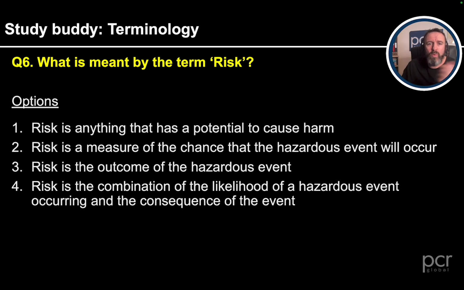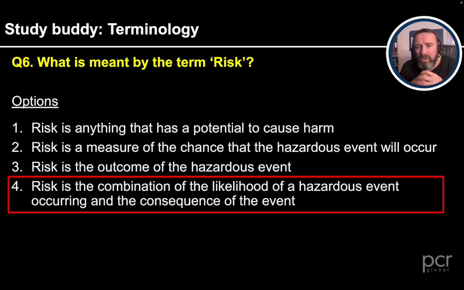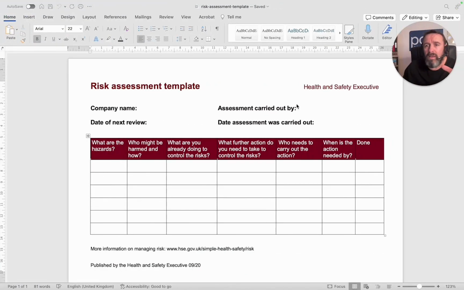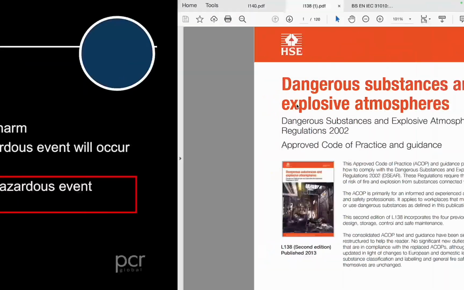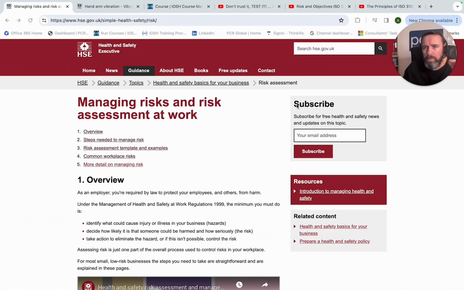Risk. So what is meant by the term risk? For health and safety, it's quite specific when we think of that terminology: the combination of the likelihood of a hazardous event occurring and the consequence of the event. I must stress, health and safety terminology for risk is different to terminology in other disciplines. If I don't mean health and safety risk, but business risk, there's going to be different terminology there.